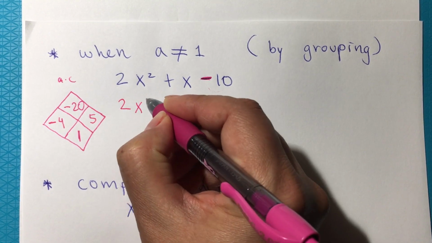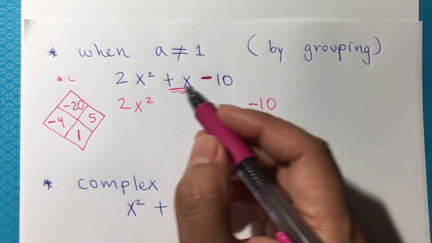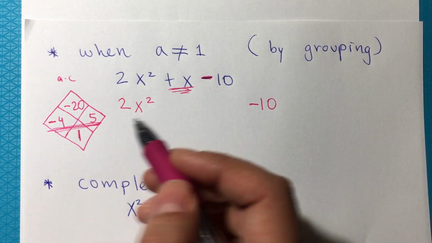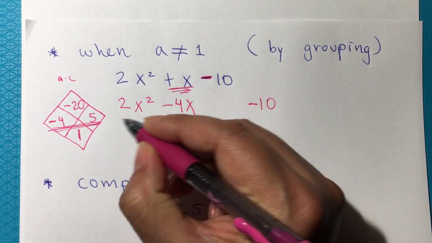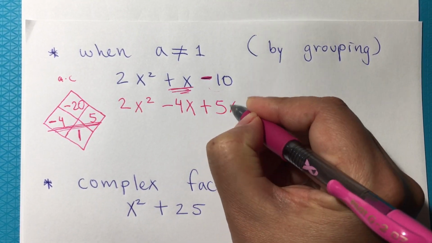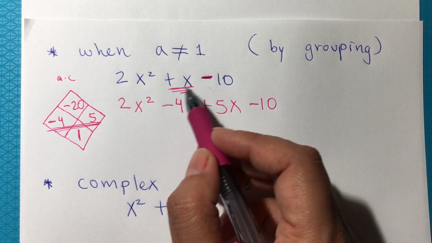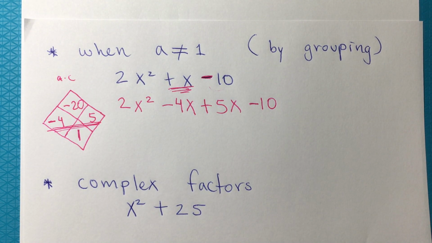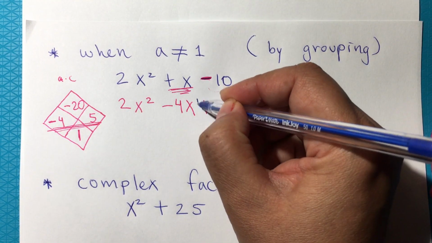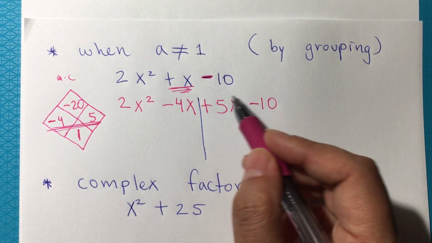The first term stays the same. The last term stays the same, but the middle term is replaced by these two factors. And so negative 4x, now we include the x, and positive 5x. You can see that negative 4x and positive 5x is your x right there. It's just being replaced, and it's not changing anything in the polynomial. The next step is to do grouping. We're going to be finding the greatest common factor for each of those two groups.